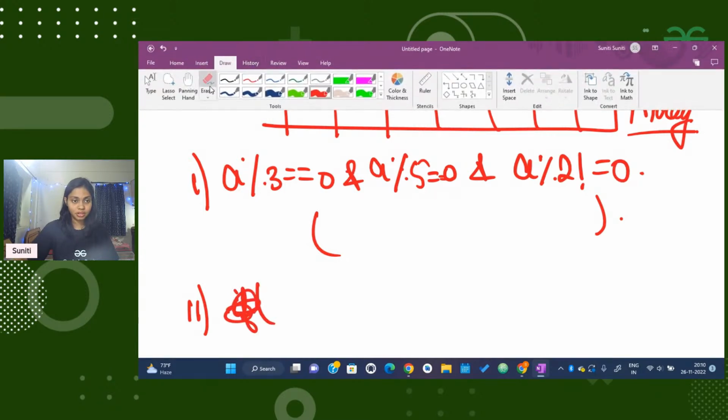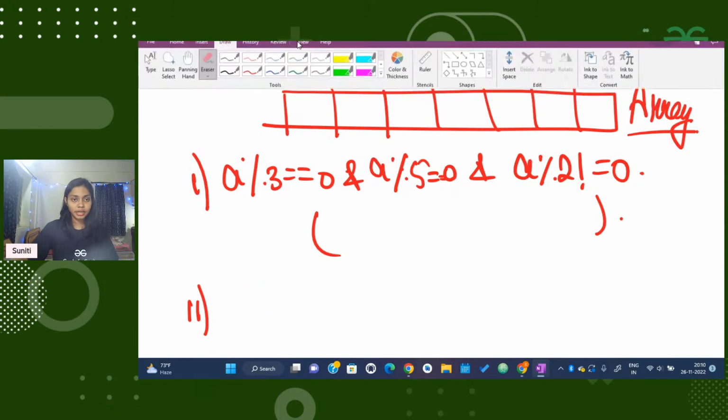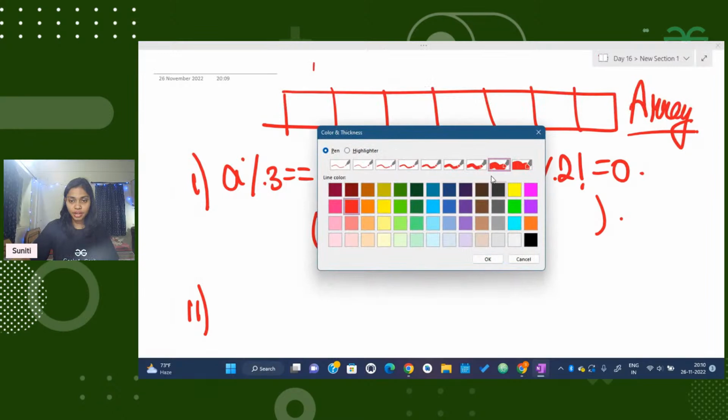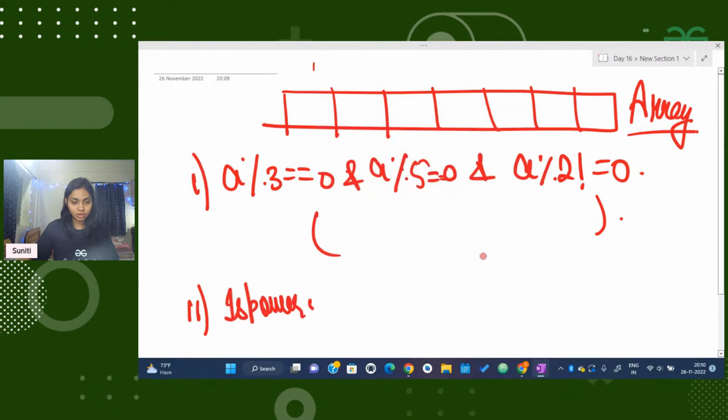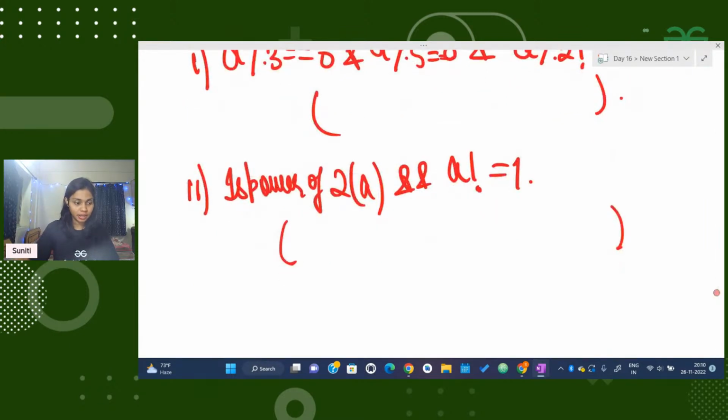The second condition that we have here is, A is a power of 2. If A is a power of 2 and A is not equal to 1, if this condition is followed, then there is a cost amount that is given to us.